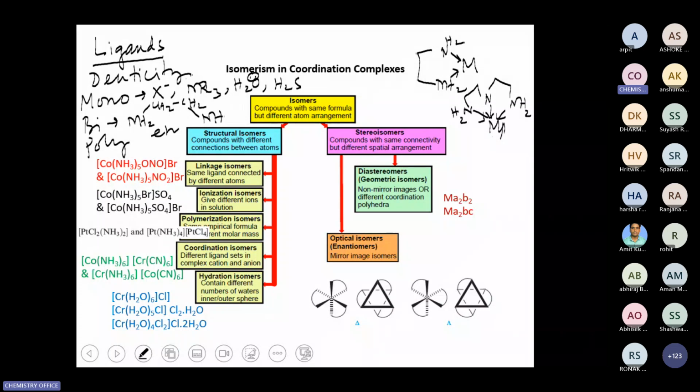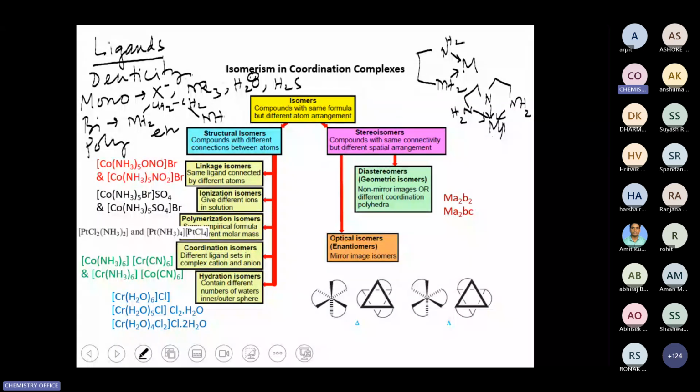In your lab, you have performed the estimation of total hardness of water, which is basically a complexometric titration. In that titration, we use the ethylene diamine tetraacetate ion. That ethylene diamine tetraacetate ion is a hexadentate ligand, and it comes under the category of polydentate ligands.